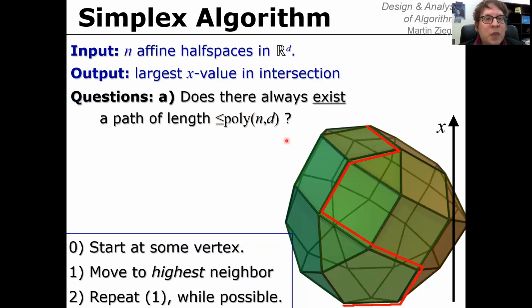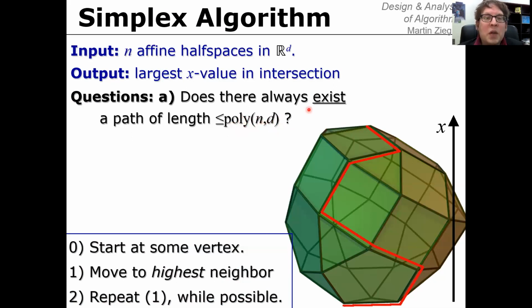So question A, does there always exist a short path, a path whose length is at most polynomial in what? Well, we have 2 parameters here, right? The number n of affine half spaces that define this polyhedron, and the dimension d in which this polyhedron lives. And we want the length of a path to be at most polynomial in those 2 parameters, or equivalently in the sum of the 2, or in the largest value. This is all the same, mathematically speaking.